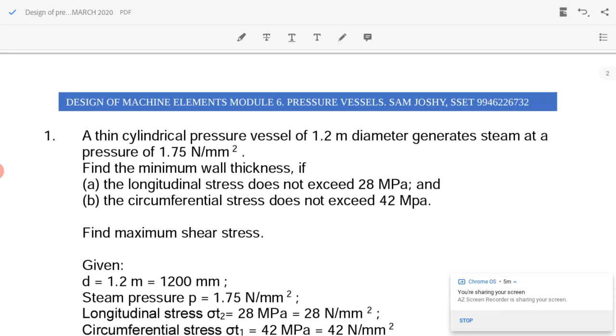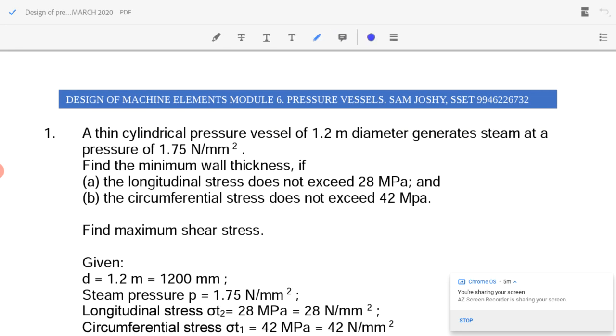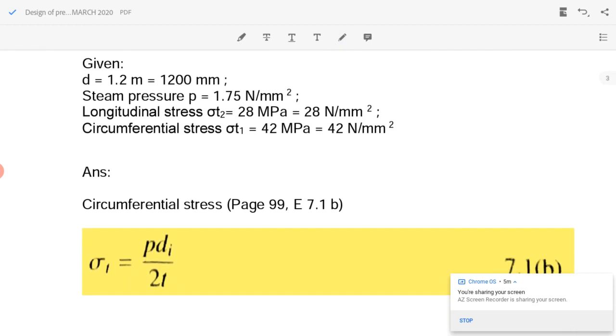These are very simple questions. Design a thin cylindrical pressure vessel of 1.2 meter inner diameter producing steam at 1.75 Newton per mm square. So we have the pressure. Find the minimum wall thickness if the longitudinal stress sigma L equals 28 megapascal and the circumferential stress is not to exceed 42 megapascal. So this is our question, a very simple one.